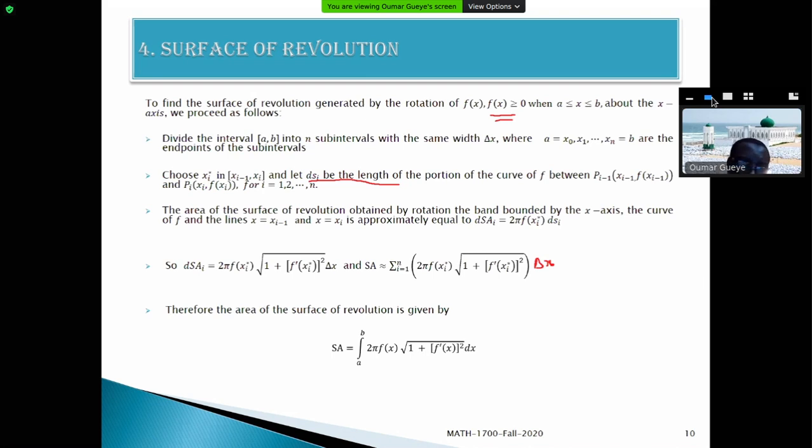So basically, when you want to calculate the surface area obtained from the rotation of the portion of the curve f when x is between a and b, it is just the integral of 2 pi f of x times the square root of 1 plus f dash squared, where the axis of rotation is the x-axis. Is it okay? Any questions?